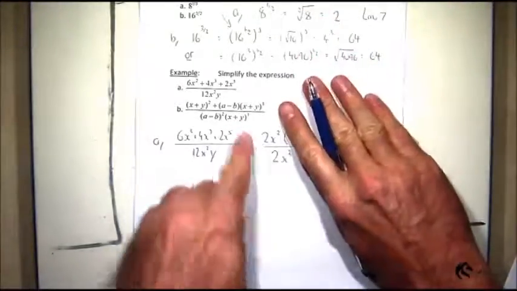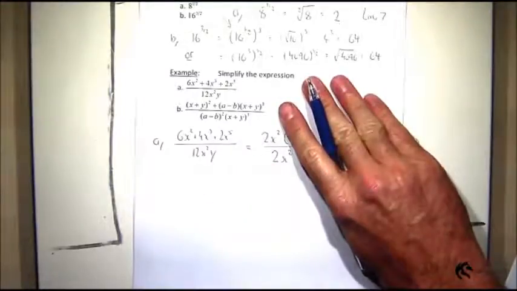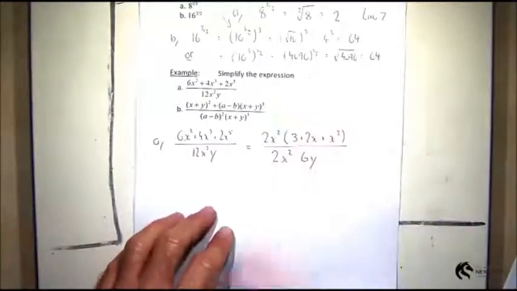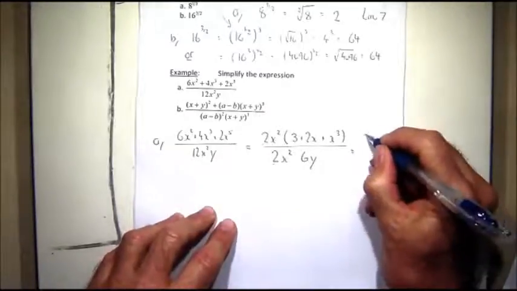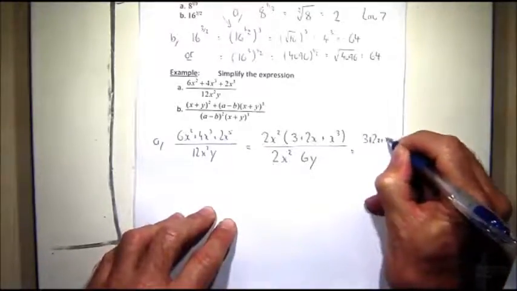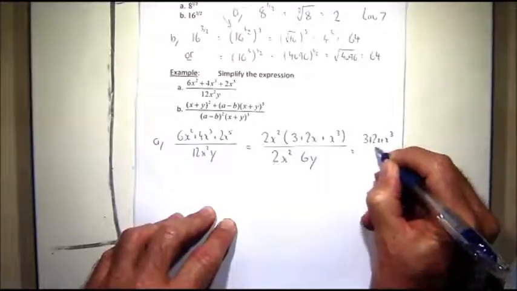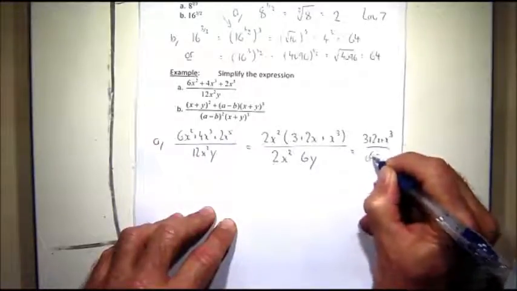Or alternatively, if you wanted to, you could write that as a separate fraction: multiply by 2x squared, divide by 2x squared, so you're actually multiplying by 1. Whichever way you think of it, here is my simplified expression: 3 plus 2x plus x cubed, all over 6y.